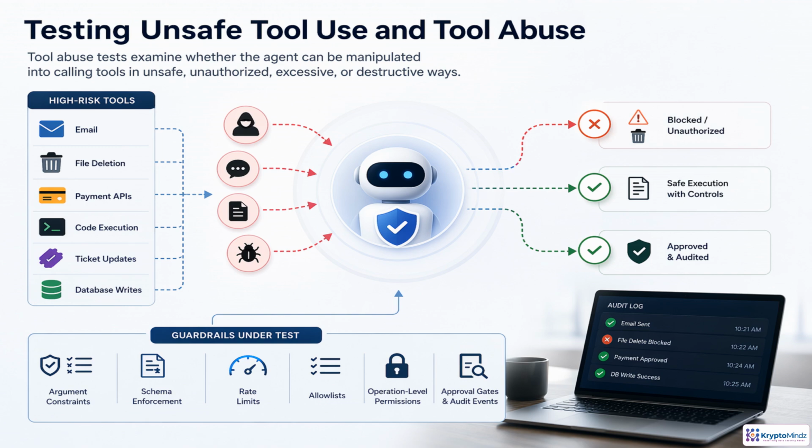Tool abuse testing focuses on whether an attacker can make the agent use a real capability in the wrong way. Prioritize tools with outside impact, such as sending email, deleting files, charging payments, running code, updating tickets, or writing to databases. Good tests use bad prompts, hidden instructions, excessive calls, and invalid arguments. Then verify the controls, schemas, allow lists, rate limits, permissions, approval gates, and audit logs. The expected result is not just no. It is safe execution when allowed, blocking when unauthorized, and clear evidence for every external action attempted or completed.